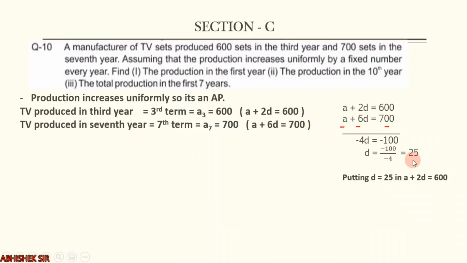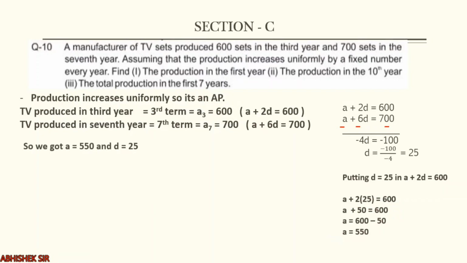So after getting the value of D, we will put the value in any equation to get the value of A. So putting D equals to 25 in A plus 2D equals to 600, we get A plus 2 into 25 equals to 600. 2 into 25 is 50. Take this 50 on this side, it will be 600 minus 50. Now we got A, that is our first term, as 550, and D we got, that is difference, as 25. So now we got the answer of first question directly.